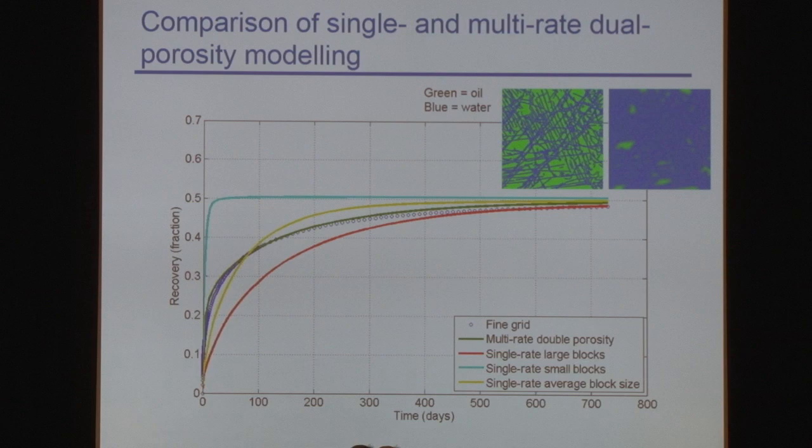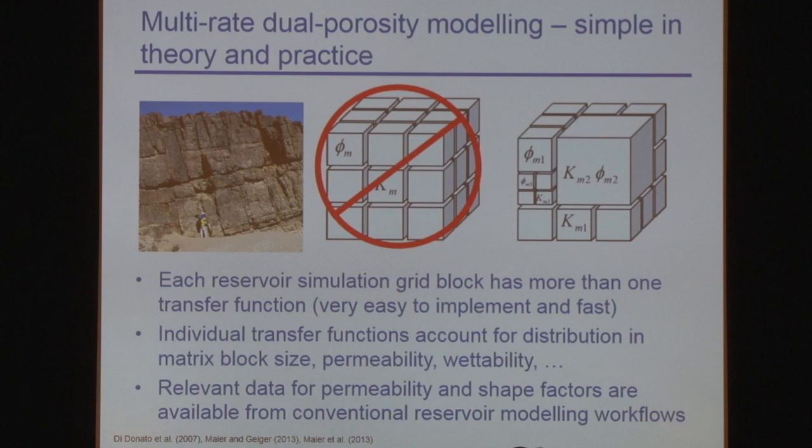So the multi-rate dual porosity model is simple in theory. In practice, each reservoir simulation grid block has more than one transfer function if needed. It's very easy to implement, it's very fast. Individual transfer functions account for the distribution of matrix block size, permeability and wettability. The nice thing is the relevant data is already available from the standard modeling workflow. We already have the data when we build our reservoir models, we tend to throw it away.